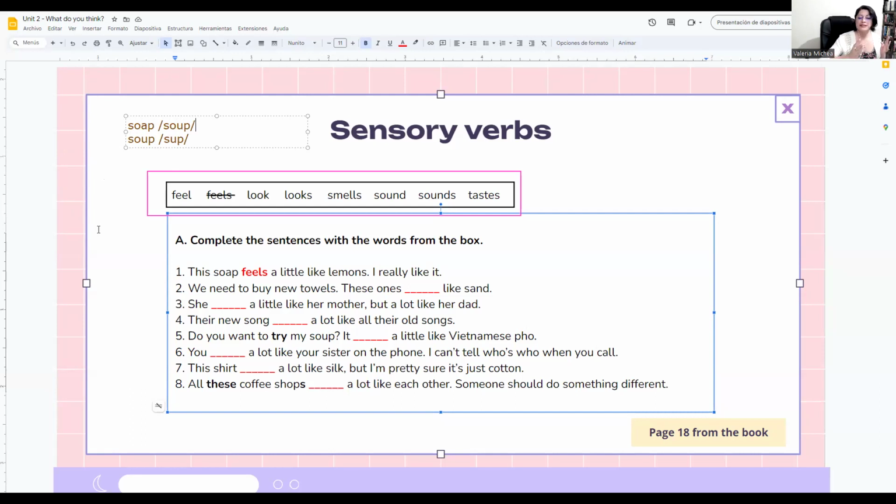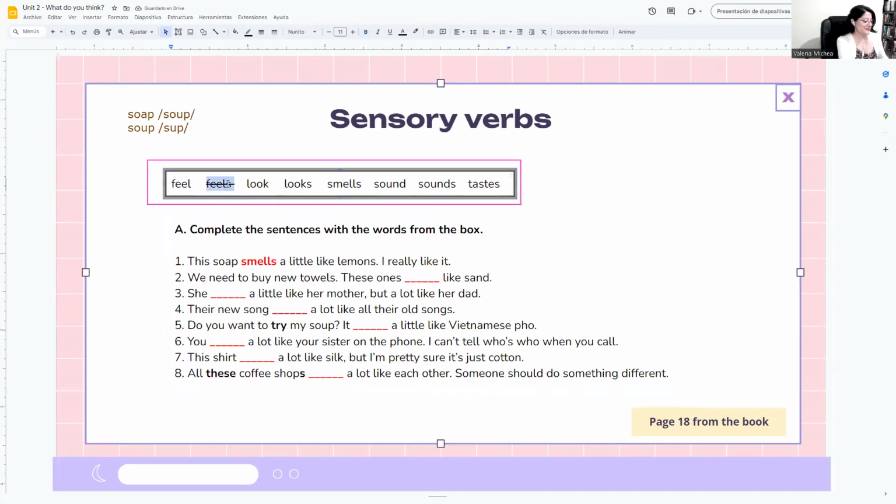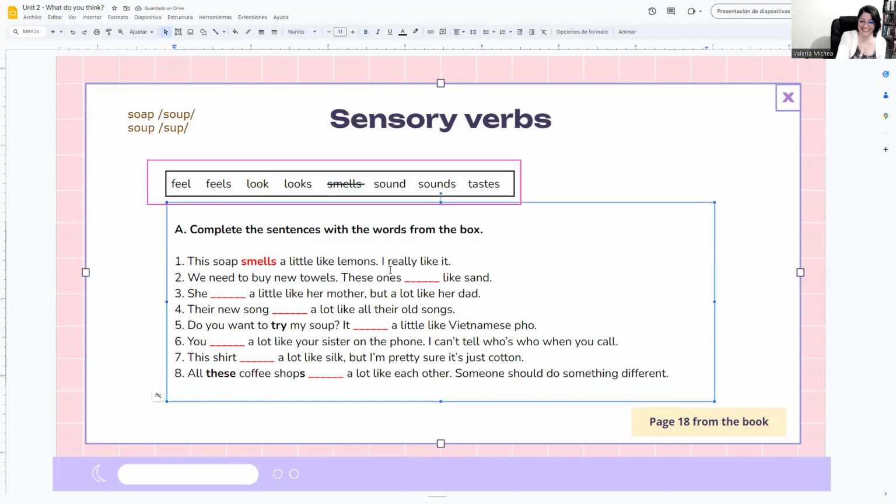Then we have this soap feels a little like lemons. Is it feels? I don't think so. No, smells or no? Smells. Yes. That makes more sense. Yes, smells. This word is really strange. Yeah, smells like lemons. Also, because it's more common to have a soap that smells like lemons. It's like something that could happen. All right, then we need to buy new towels. These ones are for like sand.